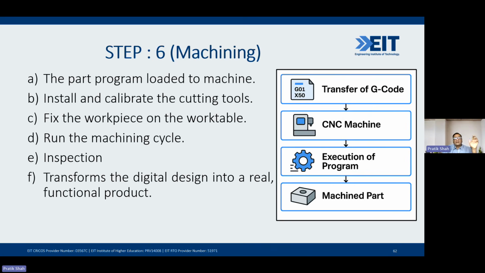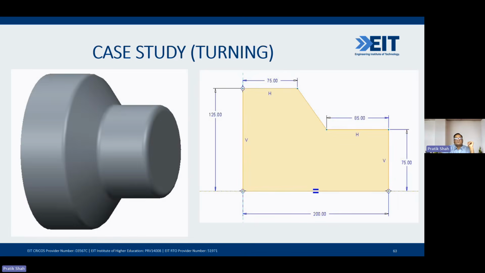The only thing you need to worry about is the simulation and the toolpath. The simulation and the toolpath have to be clearly monitored so that there is no collision. Fix the workpiece on the work table, run the machining cycle, inspection, and then the final product is available.